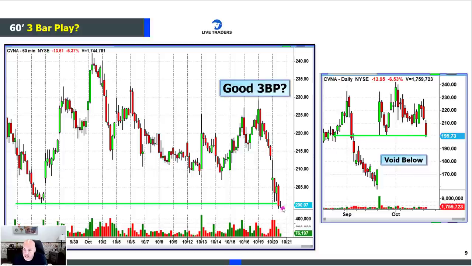So you probably wouldn't take this. Now, to be clear, it could work, but the odds are not as good as they need to be or should be to take this trade. Therefore, you'll pass on it. And I'm telling you, that comment I just made is one of the most challenging things for new traders to accept.